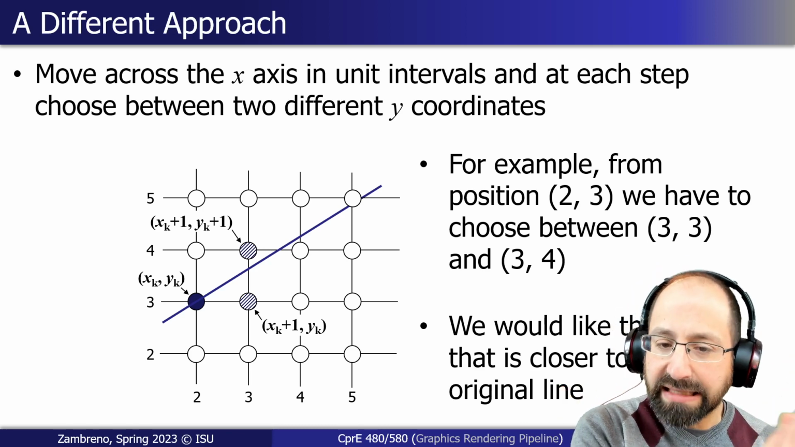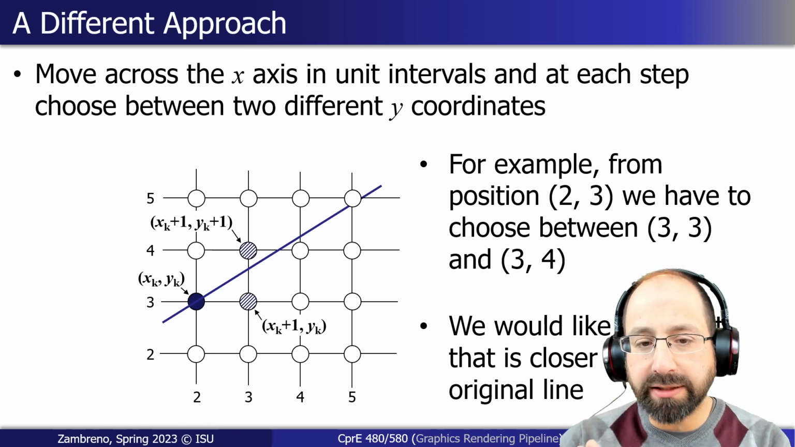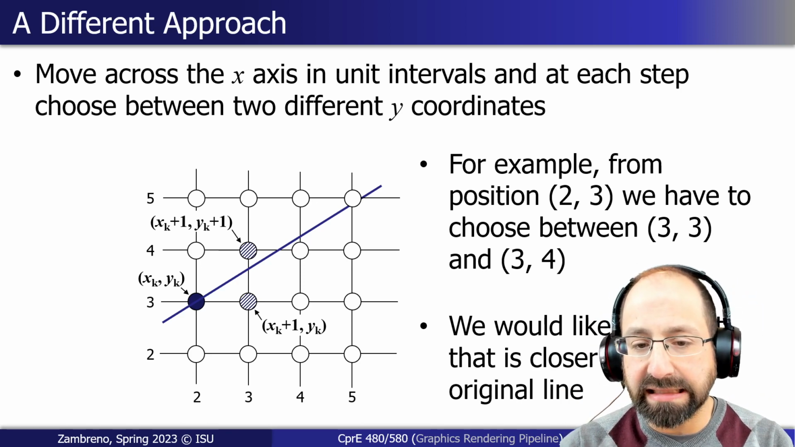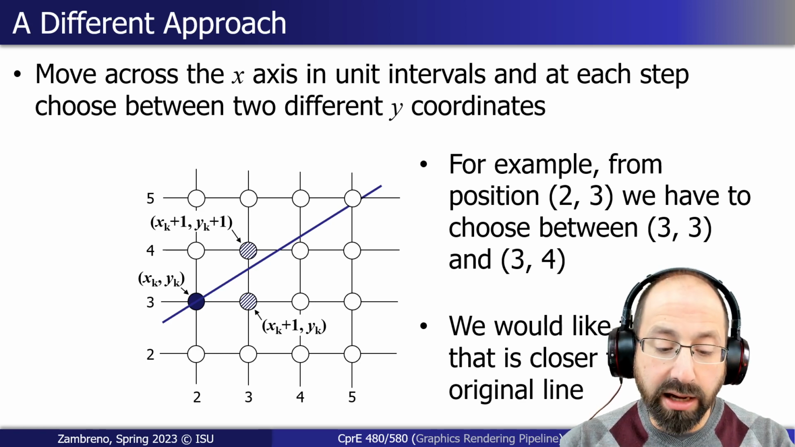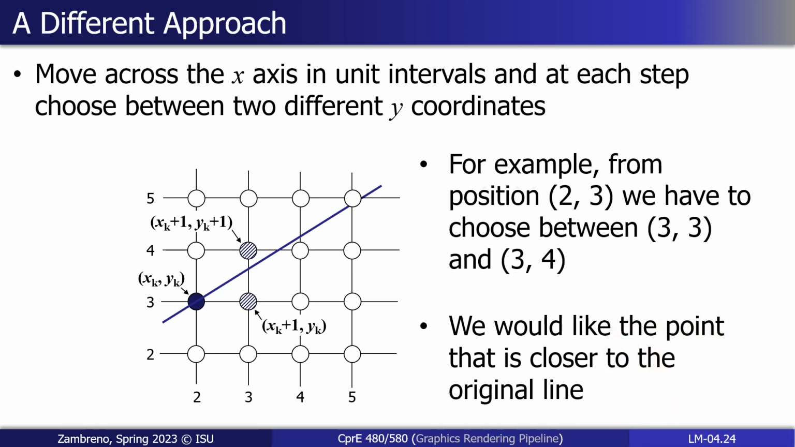So we have our x-axis and our y-axis, and as we're moving across in our unit intervals on the x-axis, this whole idea of the Bresenham's rasterization algorithm is we don't really need to calculate what the value of y is at any given x location here. As we go from x sub k to the next one, x sub k plus 1, we're really actually making a decision. We're just choosing between the two different y coordinates.